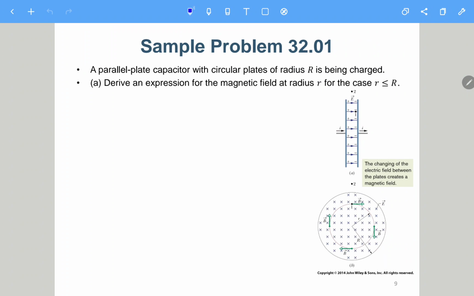Okay, so here we have a sample problem. It says a parallel plate capacitor with a circular plate of radius R. So we assume this is a circular plate with radius capital R being charged. This is the current charging the capacitor. Derive an expression for the magnetic field at radius small r. This small r is smaller than or equal to capital R.